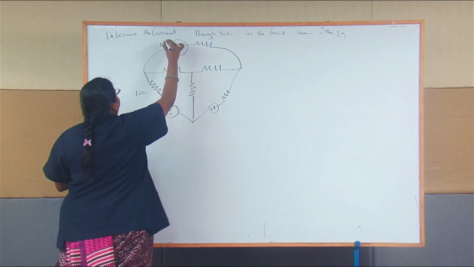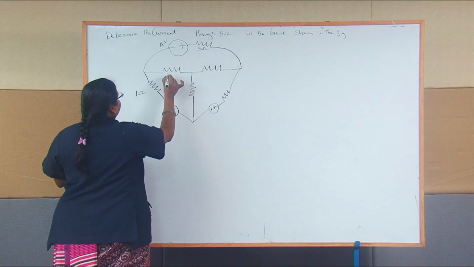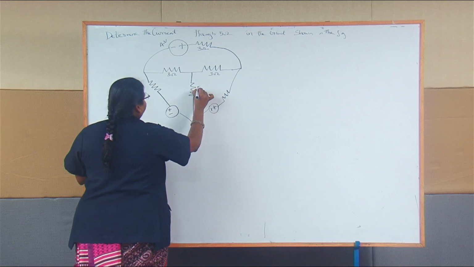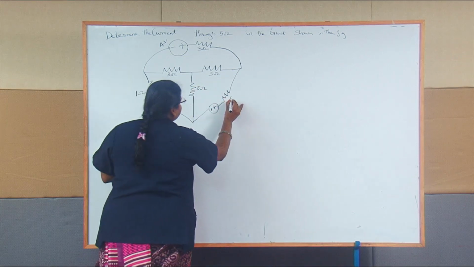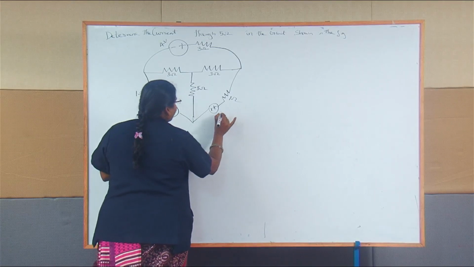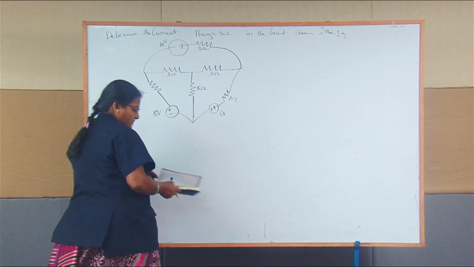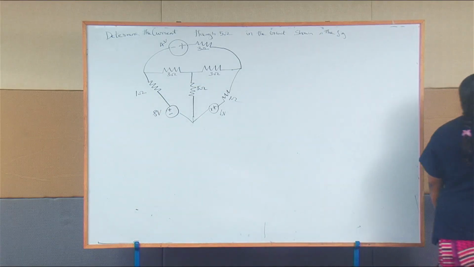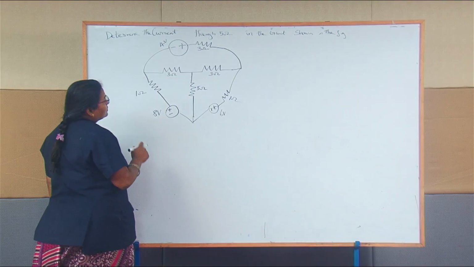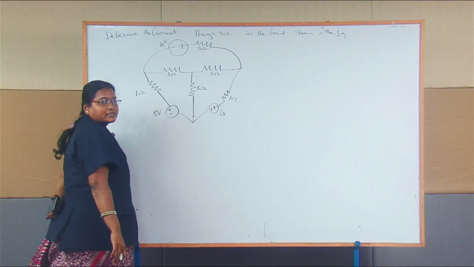So this is 4 voltage source. This is 3 ohms. Here 3 ohms. This is also 3 ohms. This is 5 ohms. This resistor is 1 ohm. This is 1 ohm. This source is 8 voltage and then this source is 6 voltage. So they asked determine the current flowing through this 5 ohm resistor.